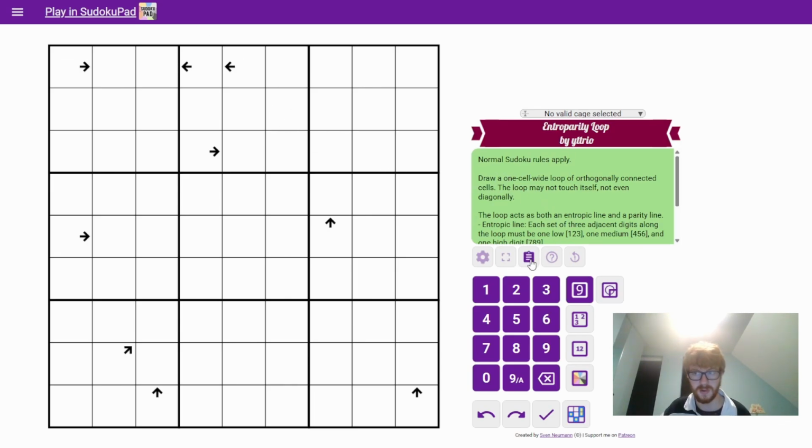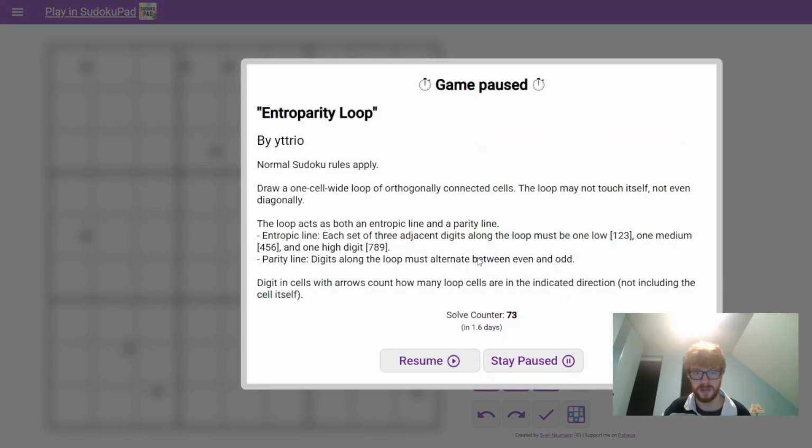Wait, let's look at the rules first. Draw a one cell wide loop of orthogonally connected cells. The loop may not touch itself, not even diagonally. That's normal loop rule. The loop acts as both an entropic line and a parity line.